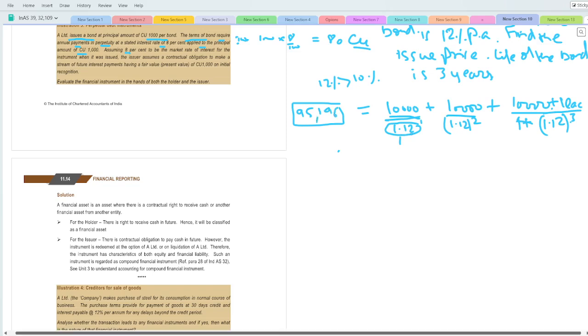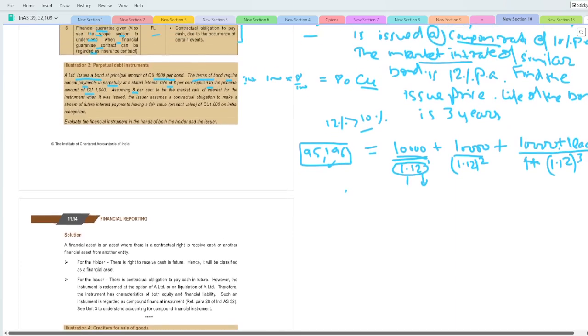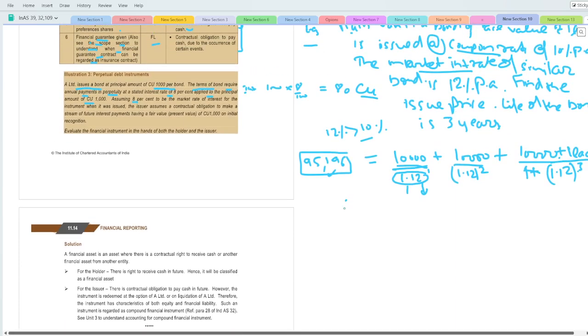Why is it less than 1 lakh? Because you are issuing at a discount: your market rate is 12%, that is, your effective interest is more than your coupon rate. That's why it comes at a discount here. This basic thing, the time value of money, you should know. It should be in your blood. My style for TVM is to use an equation like this, because it becomes very simple to understand.